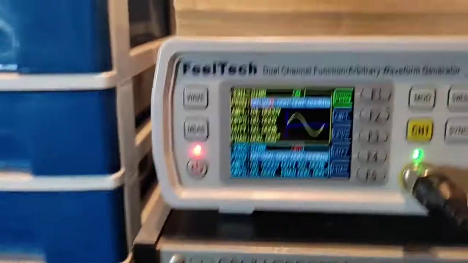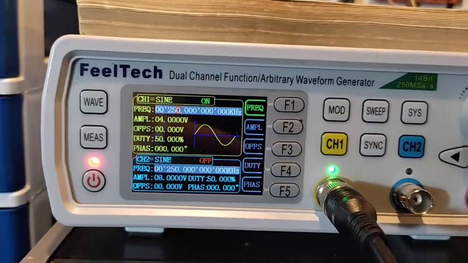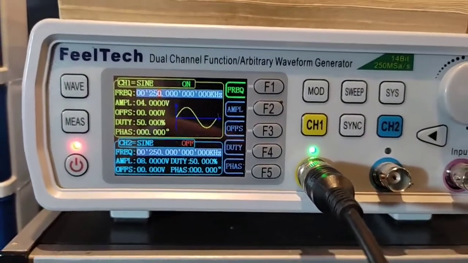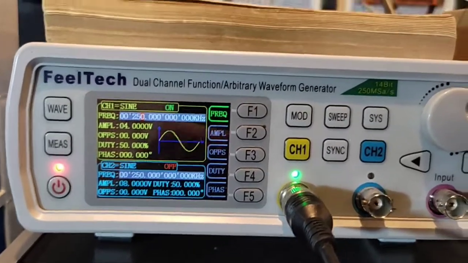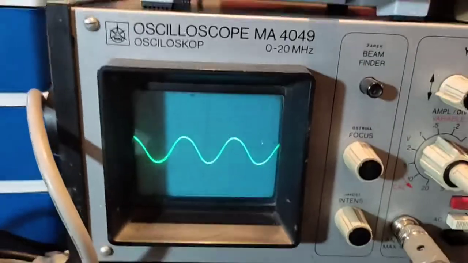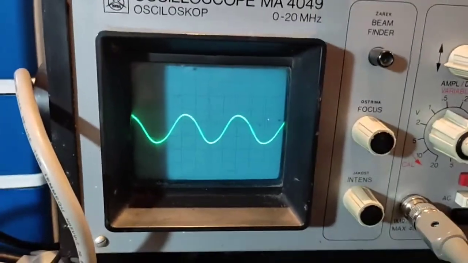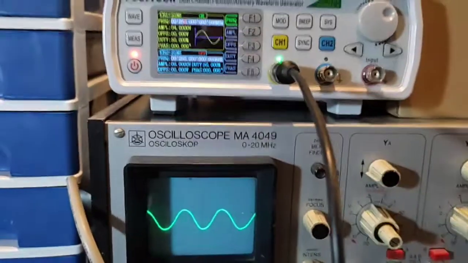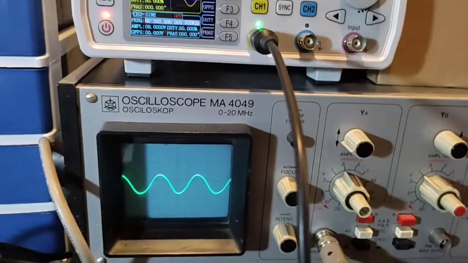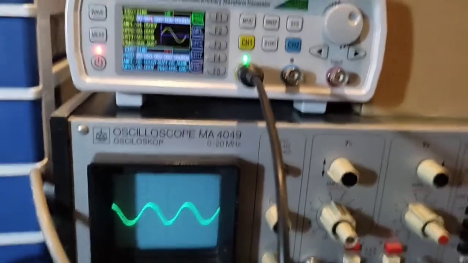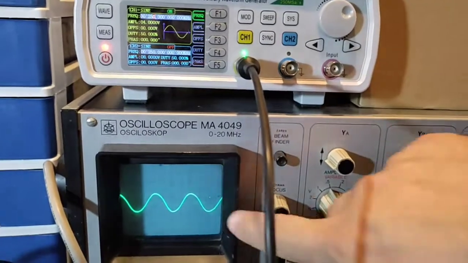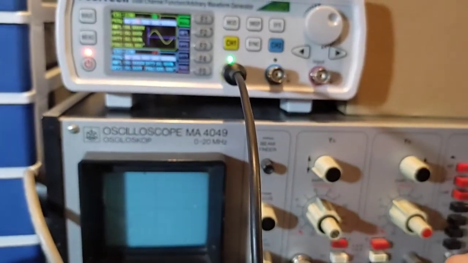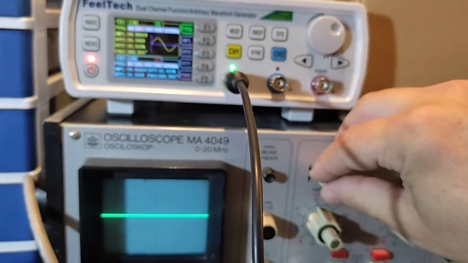At this moment this function generator is set up to oscillate at 250 kilohertz. I expect the resonant frequency to be somewhere around 400 kilohertz. So what I'm now going to do is slowly increase the frequency in steps of 1 kilohertz, and I will monitor the amplitude over here just to set it up in the middle.